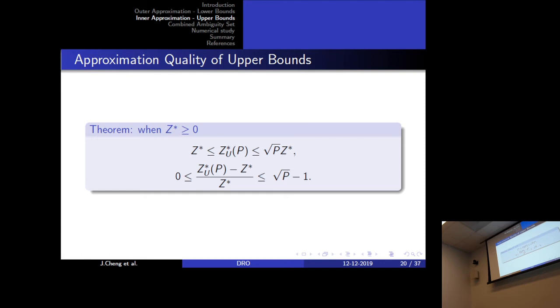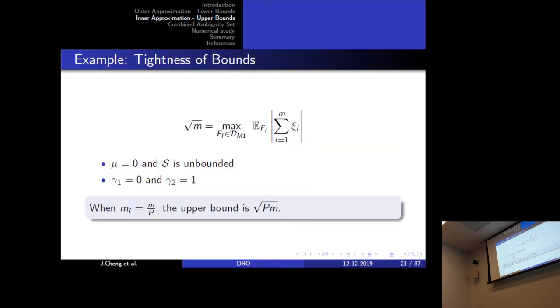This is square root of P. That means we cannot reduce this ratio. We find a simple example, this DRO problem, where we achieve the bound. The original problem's optimal value is square root of m.